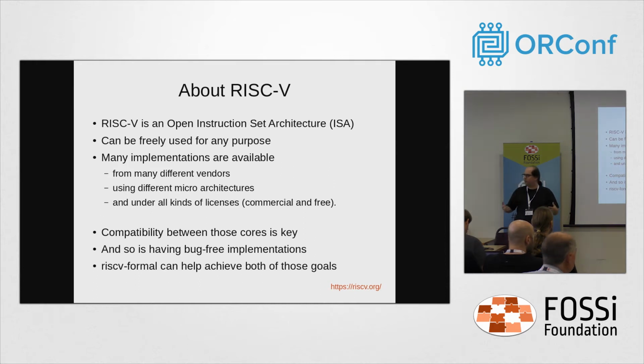And of course, in order for the RISC-V project to be successful, we need to make sure that all those different cores are actually compatible with each other, so that all these cores actually implement the same ISA specification and implement it correctly. And my hope is that with my project, riscv-formal, I can help achieve that goal.